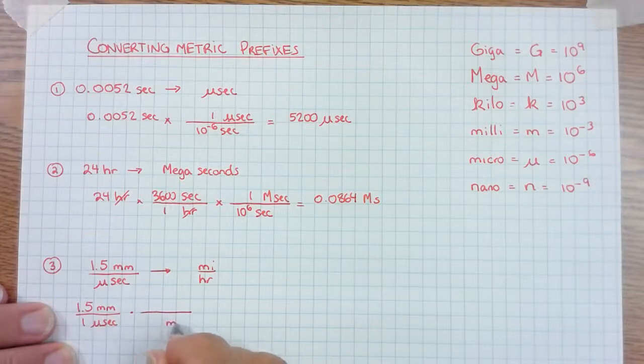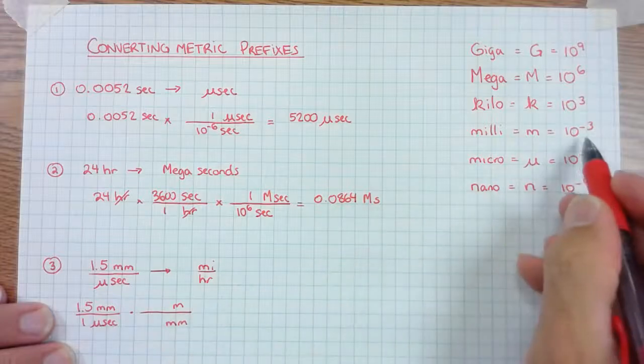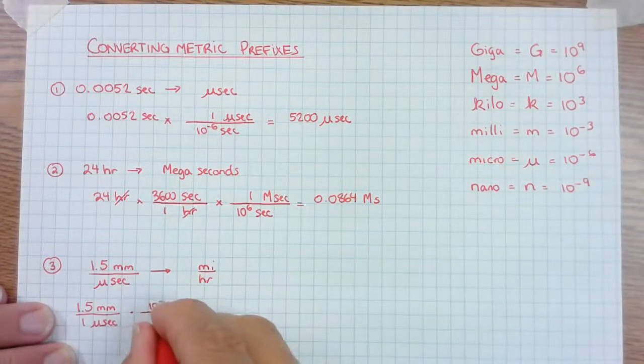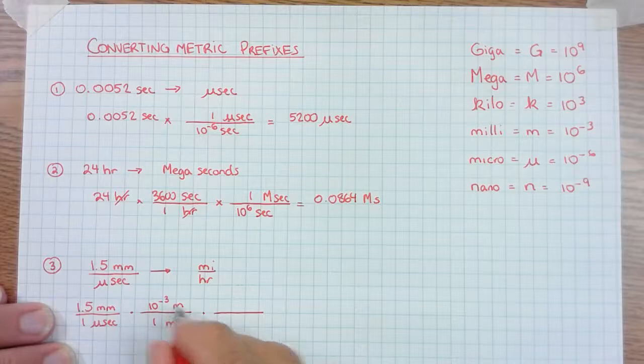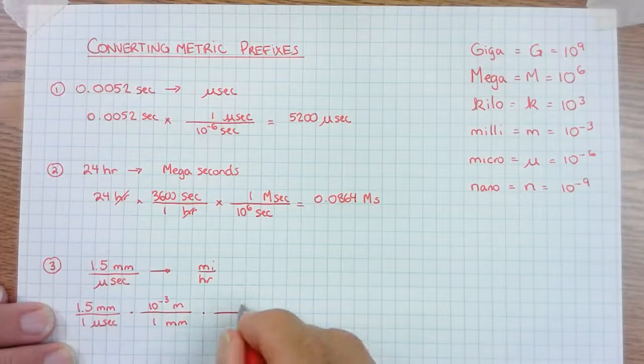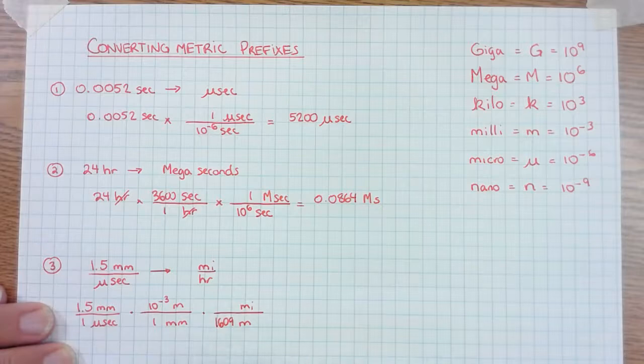We've got to get rid of the millimeters and get meters. Milli means 10 to the negative 3, so we're going to put 10 to the negative 3 meters and 10 to the negative 3 meters. So that will convert to meters. Meters in the numerator, so we need to get rid of meters and get miles. So that's 1609 meters in 1 mile. So the millimeters cancel the millimeters, the meters cancel the meters. We're left with miles per microsecond.